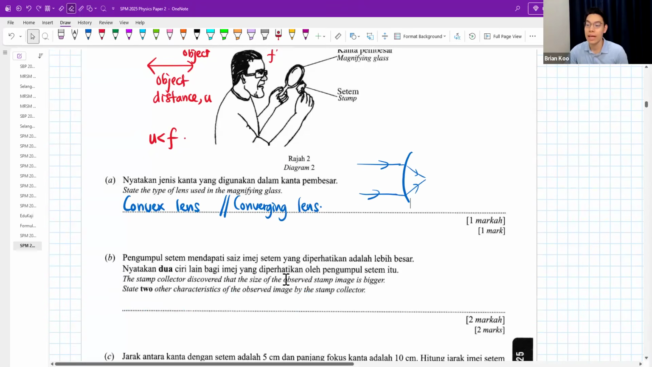The stem collector discovered that the size of the observed stem is bigger. The image size is bigger. State 2 other characteristics observed by the stem collector.